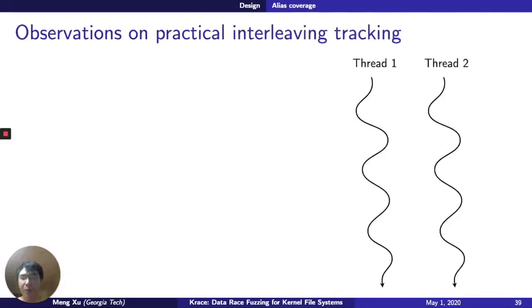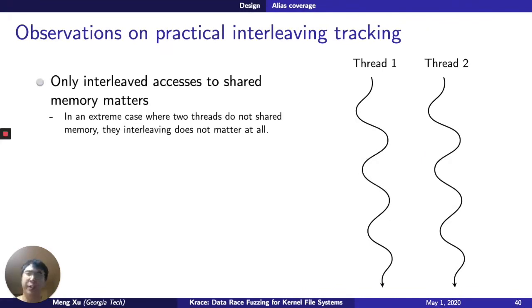So how do we design a practical interleaving tracking between two threads? Here are some observations we can rely on to guide us in designing such a scheme. One, only interleaved accesses to the shared memory matter. For example, in a very extreme case, there are two threads and they are not going to share anything. Their interleaving doesn't really matter at all because you can have the two threads running separately and it doesn't matter which part of the instruction gets faster or the other part gets slower. They're all going to lead to exactly the same output. Therefore, we don't need to track if they never share memory.